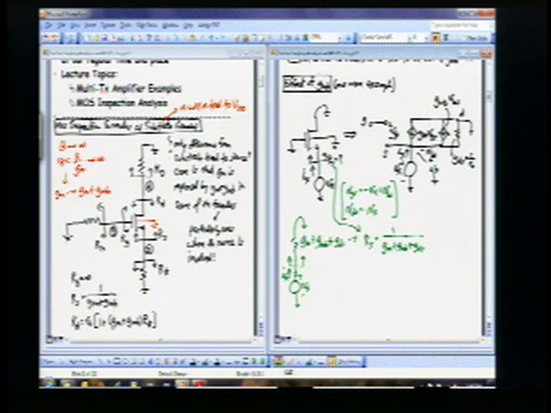And, you know, if you want this in terms of resistance, I can write this as 1 over GM in parallel with 1 over GMB in parallel with R0.